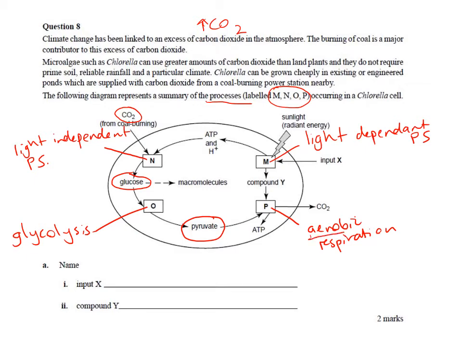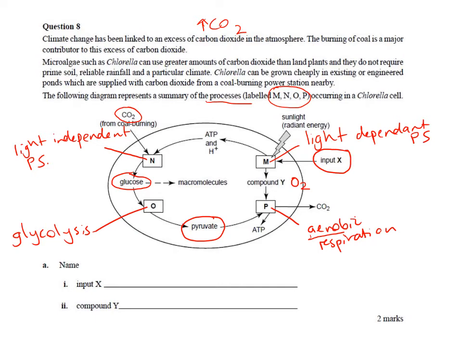I think the aerobic there is the key word. That compound Y would be oxygen. Remember, oxygen is made in the first stage of photosynthesis and is released, and then it enters here. Okay, so the only other thing we haven't really identified here is what input X is.